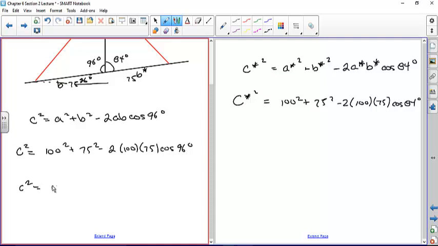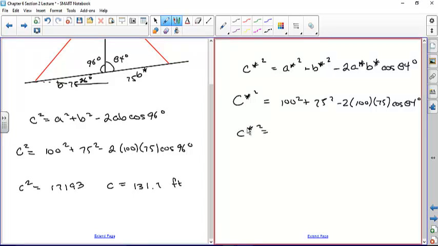Okay, so I get 17,193. So we take the square root of that. You get 131.1. And the units are feet. Over here, I just have to go back and change the sign in this thing. So you get 14,057. So C star is equal to the square root of that, which is 118.6 feet. So it is longer going downhill than uphill, which is what I thought originally.